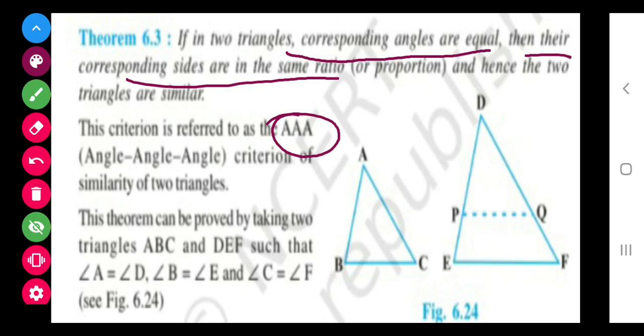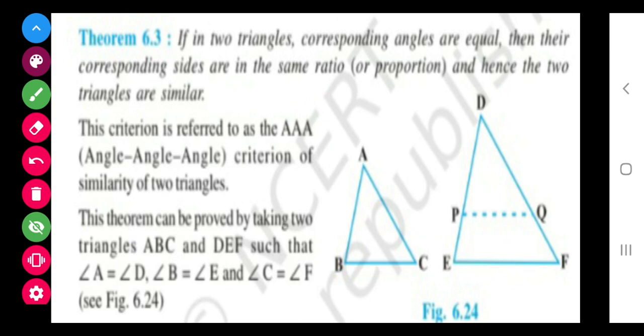Now class, the theorem we are not required to do. You just learn that one criterion is AAA. You just have to prove that the three angles of these two triangles are equal. Then we can say that ABC is similar to DEF. It all depends on A, D, B, E, C, F. That's why I said ABC is similar to DEF.